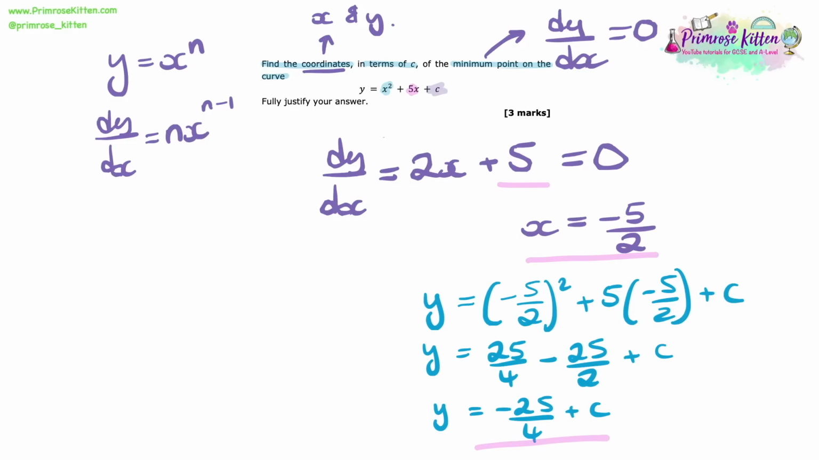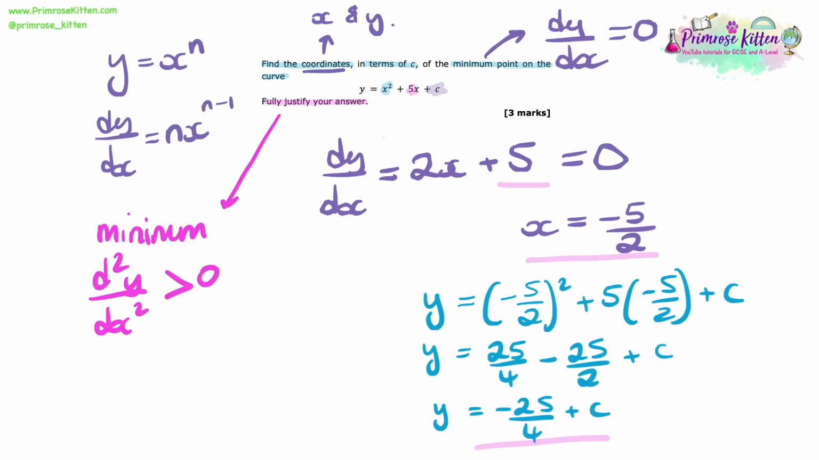Those are our coordinates of this minimum point. Don't worry about the fact there's a c in there. Remember, this question said in terms of c. In order to fully justify our answer at the end, I would check that we do indeed have a minimum point. Technically what we found is where a stationary point is. It's not necessarily a minimum.